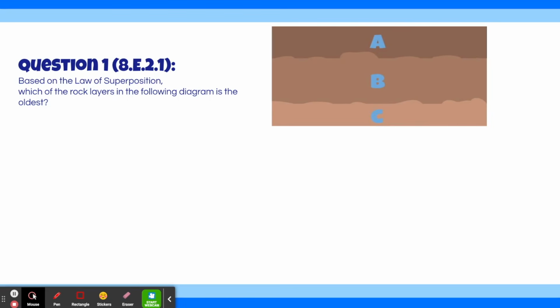Alright, let's get into the first question. Question 1. Based on the law of superposition, which of the rock layers in the following diagram is the oldest?